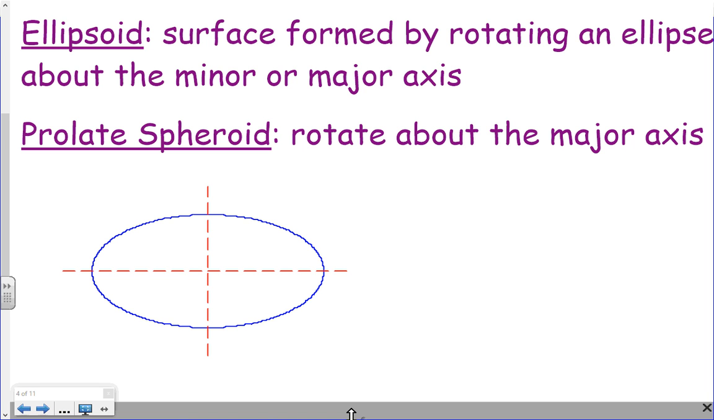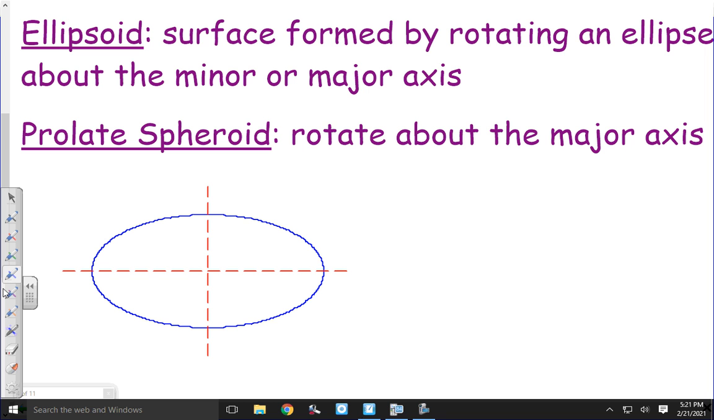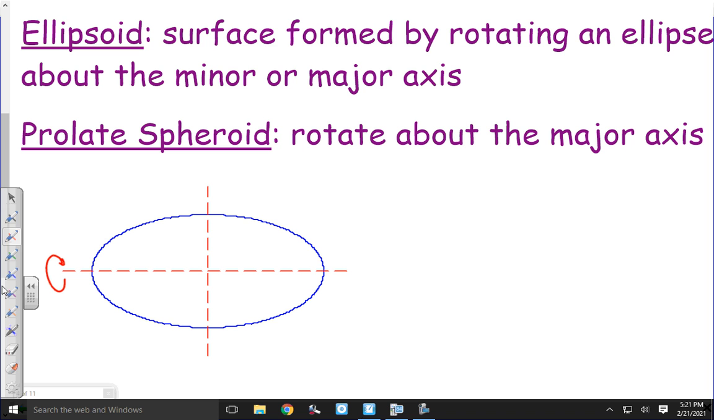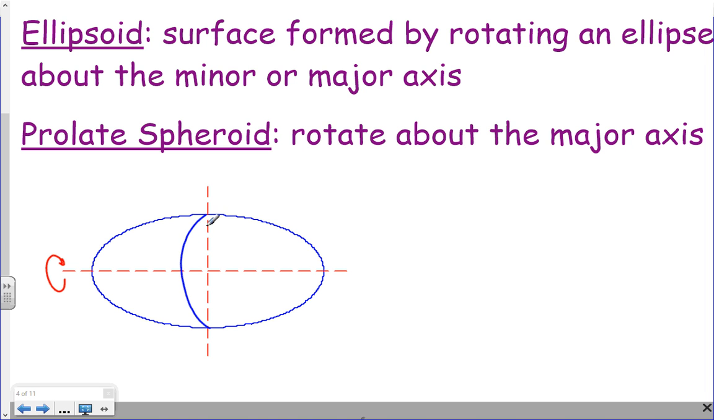So in this case, we're rotating. I'm going to go ahead and mark that. We're rotating around our major axis, so that's this axis right here that we're talking about. So let's sketch what this would look like after we rotated around that axis. I'm going to sketch it kind of like this. You do the same thing that we did with the paraboloid: a solid line for what's in front and a dashed line for what's behind.